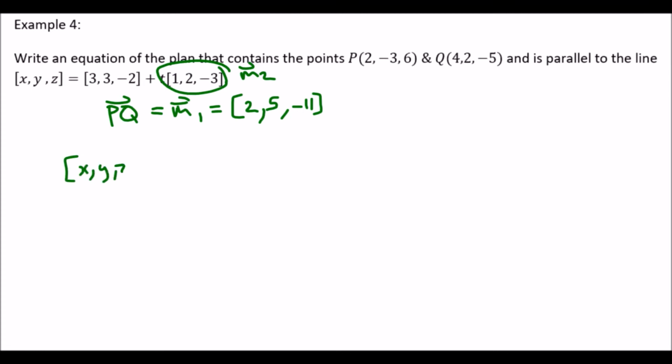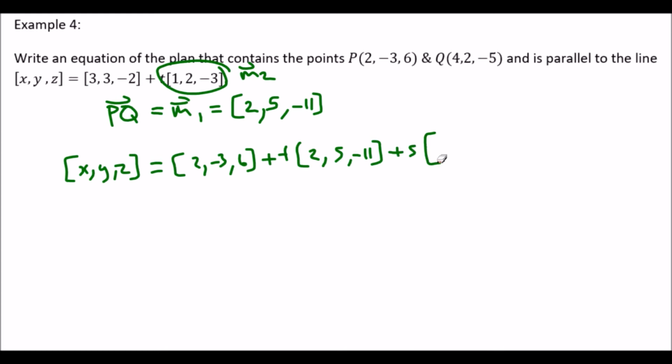So this one's done pretty quickly. X, Y, Z is equal to, again, it doesn't matter which point I use, I'm going to use point P. So 2, negative 3, 6, plus t times 2, 5, negative 11, that's just my direction vector PQ, plus s times my second direction vector, 1, 2, negative 3, and there's my equation of my plane. The one thing I do need to check is that the direction vectors are not scalar multiples, and clearly 1 times 2 is 2, but 2 times 2 is not 5. So they're not scalar multiples, and we're good to go.